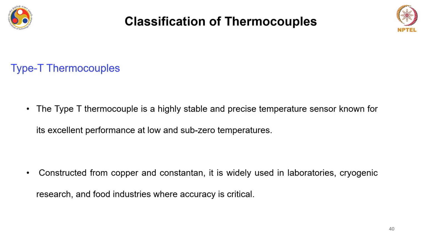Then you have another thermocouple which is the type T thermocouple. The type T thermocouple is a highly stable and precise temperature sensor known for its excellent performance at low and even sub-zero temperatures. They are constructed from copper and constantan. It is widely used in laboratories and even for cryogenic research. These type T thermocouples are preferred.